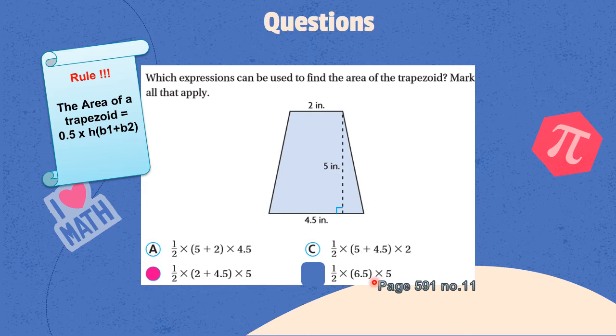I need to think. Can 2 plus 4.5 be 6.5? We added them normally. 2 plus 4.5 equals 6.5. So this is the correct answer as well. But these two options are correct and these two options are not correct. Let's see the next question.